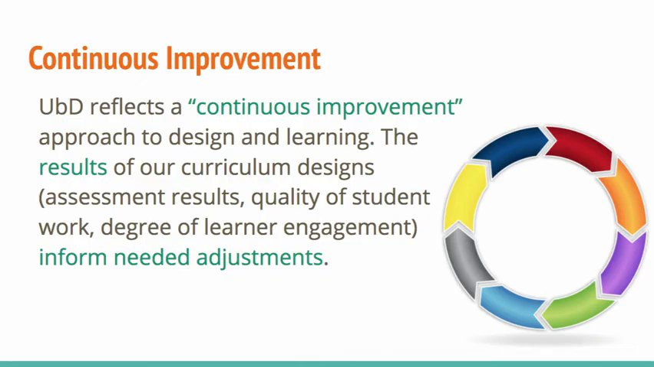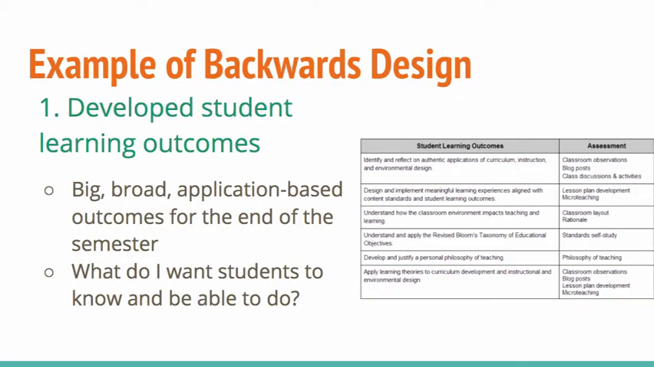Essentially, the backwards design process is a continuous improvement approach to curricular design. The idea is that through these 3 steps, we're gathering information as instructors to help us make better instructional decisions. So we're gathering assessment data from students about how well students are progressing toward our outcomes. We're gathering data about how well our instruction is meeting our desired results, and then we can make adjustments as needed. I'll give you an example of my own application of the backwards design process.